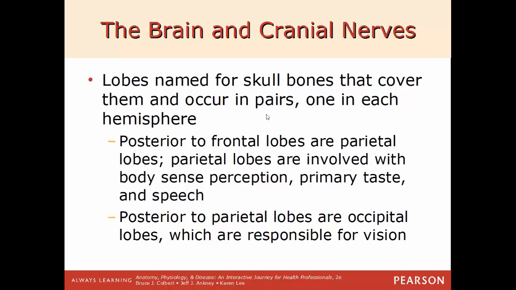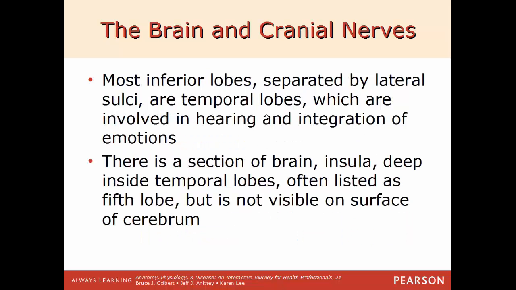Now, just behind the frontal lobes are the parietal lobes. These are involved with body sense perception, primary taste, and also speech. Posterior to the parietal lobes are the occipital lobes. These are responsible for vision. And the most inferior lobes, which are separated from the brain by the lateral sulci, are the temporal lobes. These are involved with hearing and the integration of emotions.